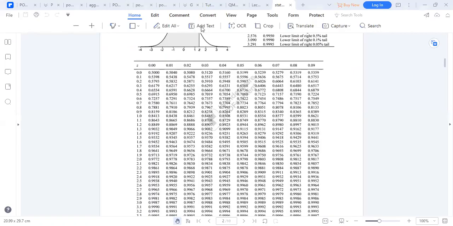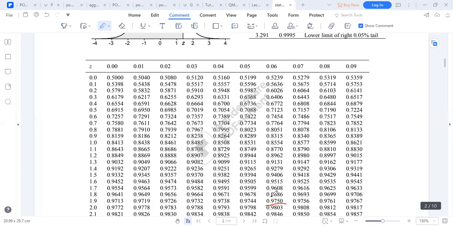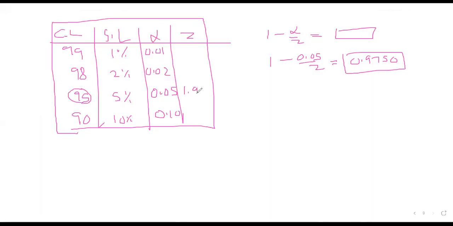Then let's look for this one inside the table. Where does it take you? It is somewhere here. I taught you how to read from inside the table, so here it is. So this is 1.9 and 0.06. So this gives us 1.96. So this is where the 1.96 is coming from.